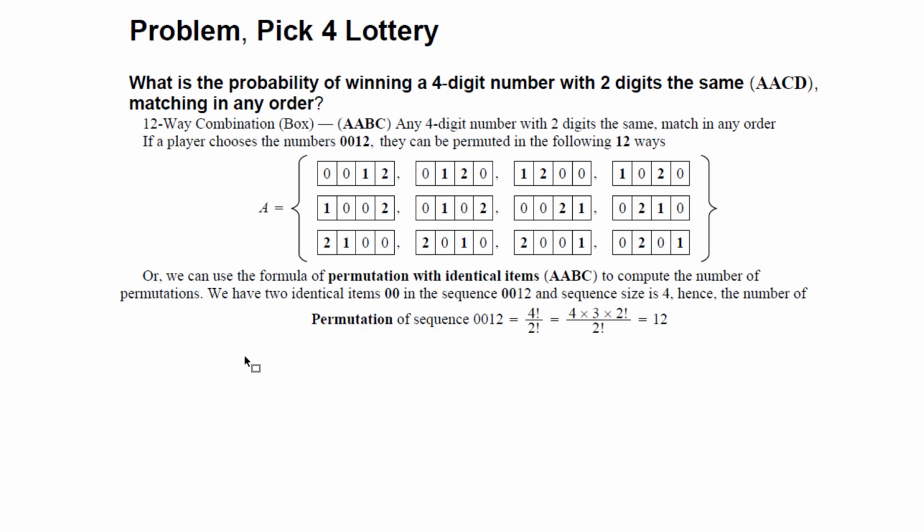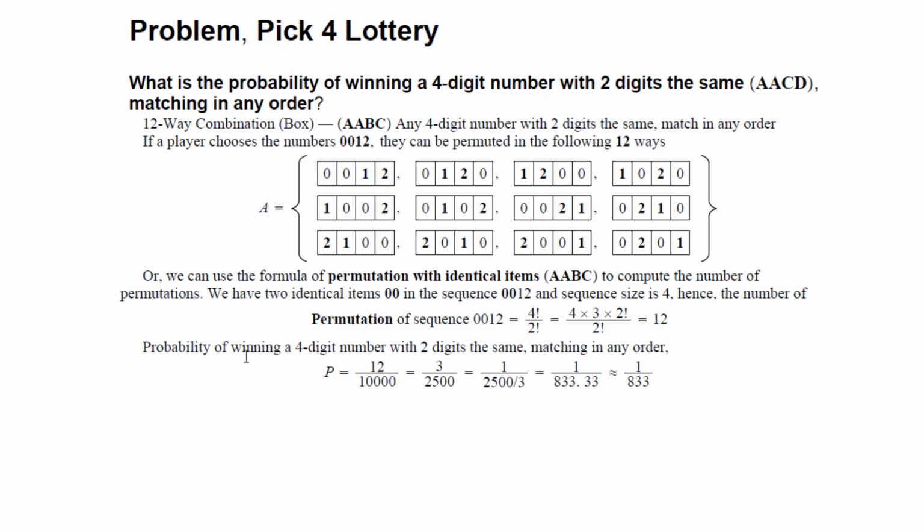So now what is the probability? We have 12 outcomes of the event divided by 10,000, and that is going to be 1 out of 833. So the odds are 1 to 833. If we try the same sequence around 833 times, we are expected to win once.